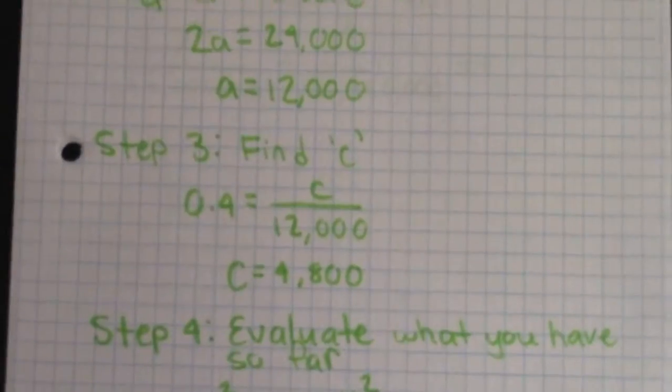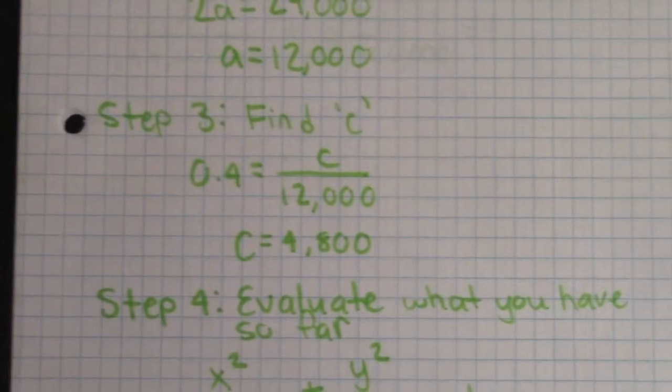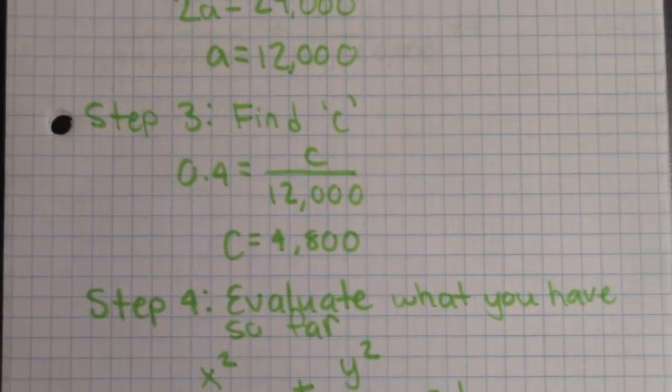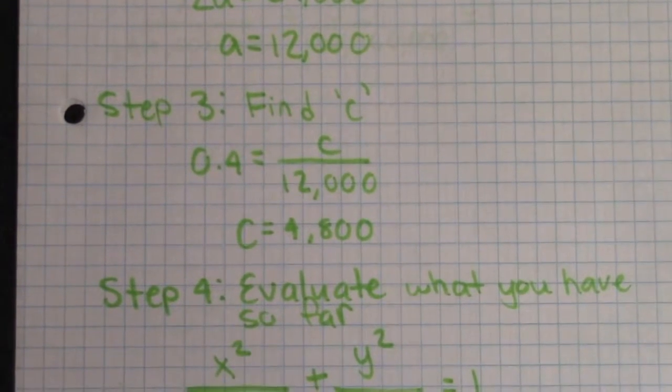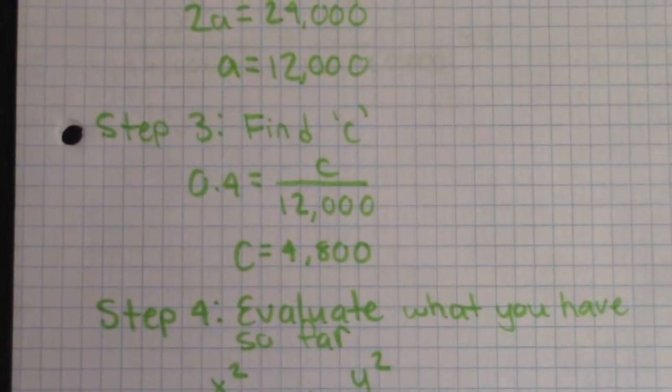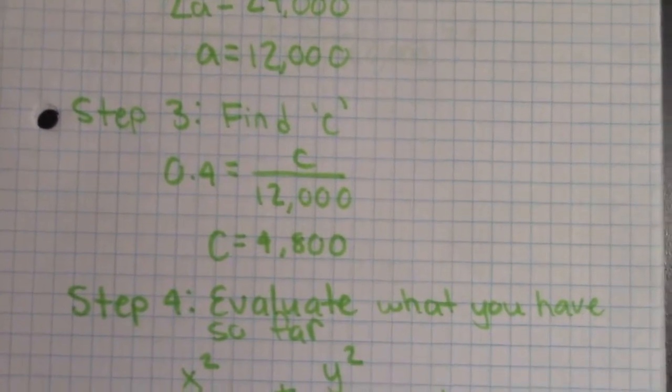Next is when we can plug all our information in to find C. So E is equal to C over A, so 0.4 is equal to C over 12,000. Then we get C is equal to 4,800.